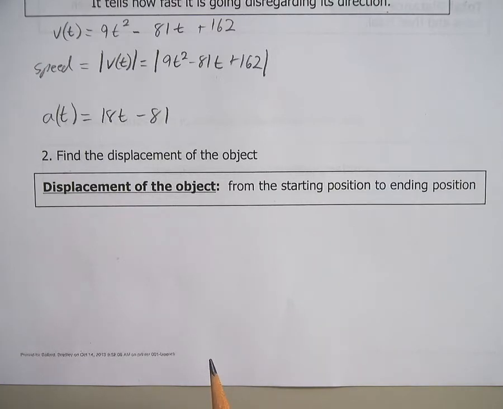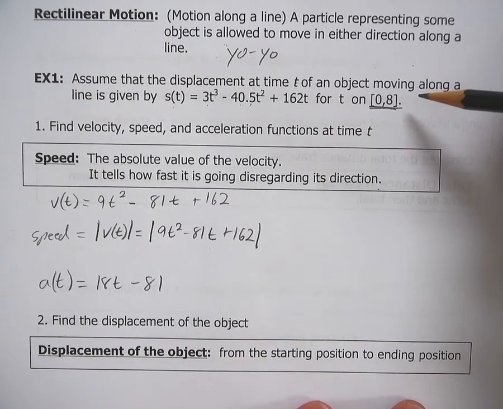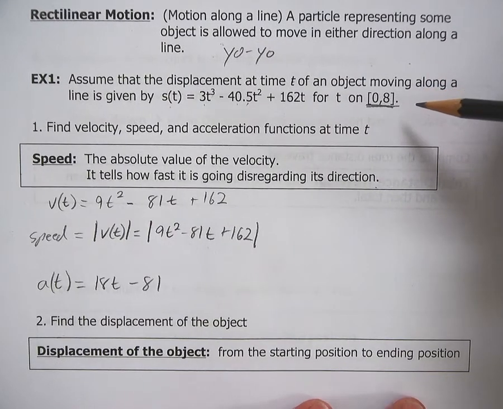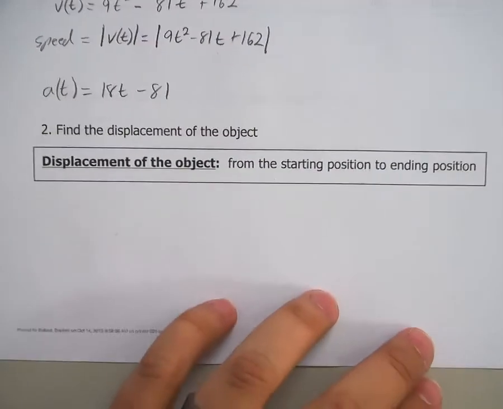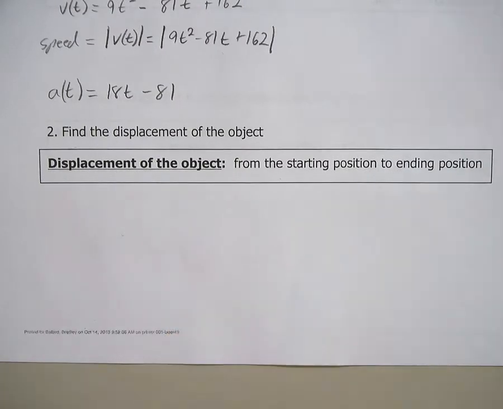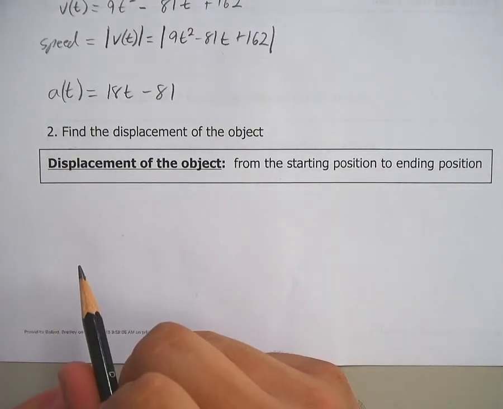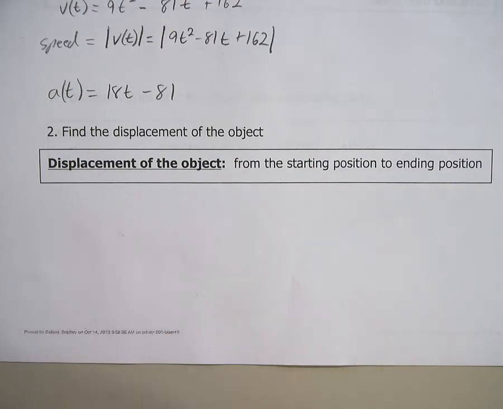All right? So number 2 says find the displacement of the object. Now displacement, awesome definition here. It's just where did it start versus where did it end, from the starting position to the ending position. If you look up at the information they gave us, let me scroll up here, where time is t, it's between 0 and 8. So this is going to be a relatively simple thing here. All it wants to do is figure out displacement, the ending position versus the beginning position.